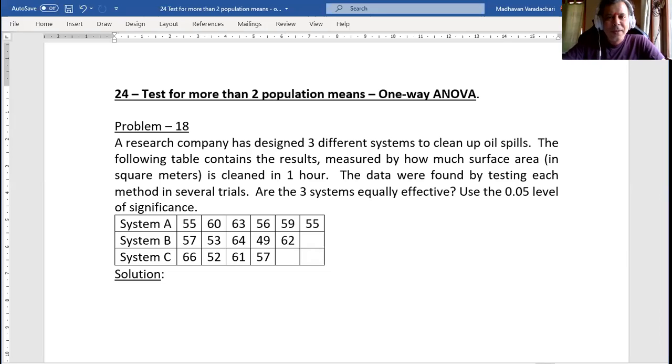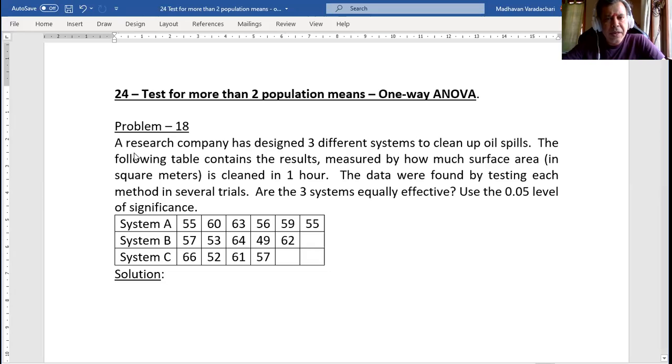Hello everyone. This is in continuation with our hypothesis testing related problems. This is the next problem. It's about a test for more than two population means. So we will be using one-way ANOVA. We will be seeing what it is.